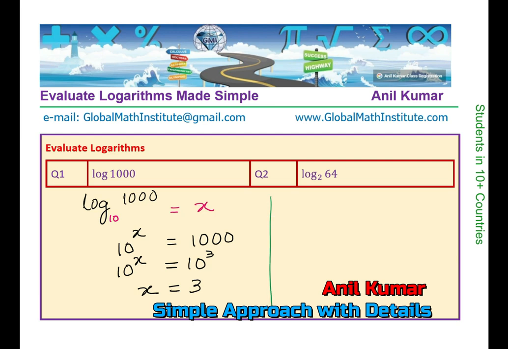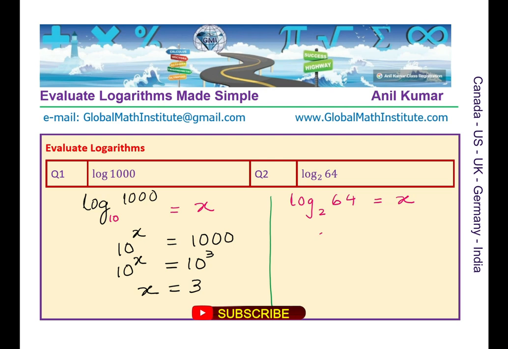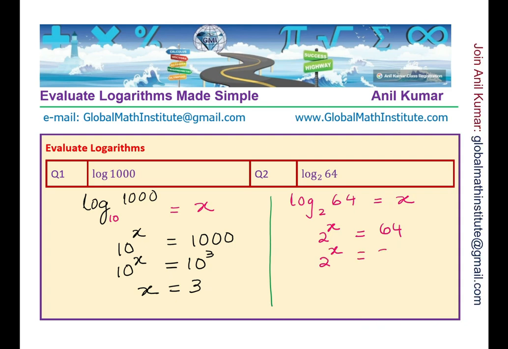Now let's do the next question, which is log to the base 2 of 64. Step number 1, write this as some variable x. Now write it in exponential form. Base is 2, so 2 to the power of x is equal to 64. We now need to write 64 as a power of 2. So we have 2 to the power of x is equal to 2 to the power of 6. So that gives us x equal to 6. Simple as that. Makes sense, right?